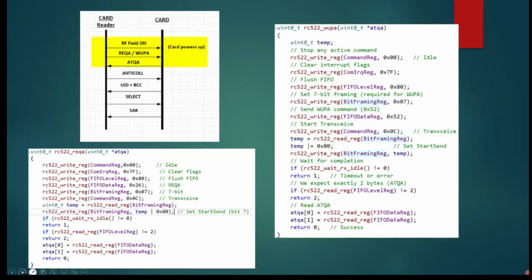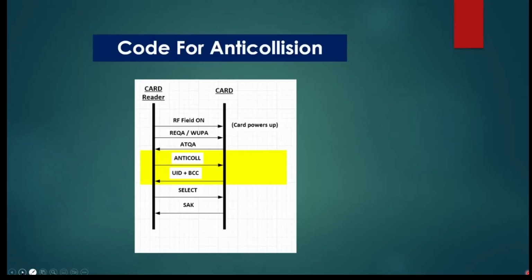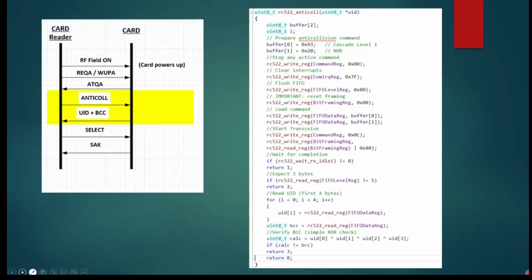So let's look at the anti-collision code, and let's review it. What we're going to do here is send the anti-collision message, and we're expected to get the tag UID plus the BCC, which is the XOR of all the message, as a check. So let's see how we do this.